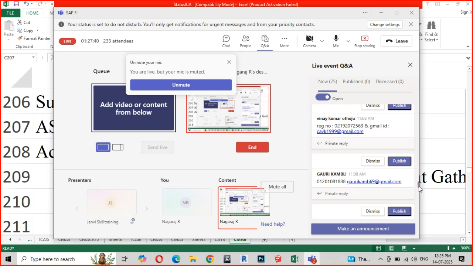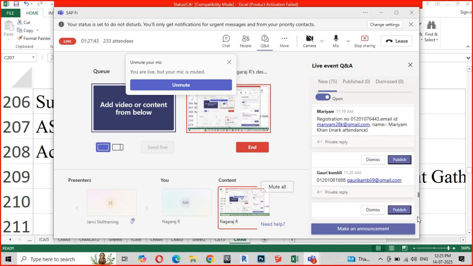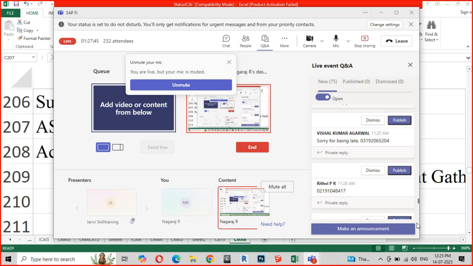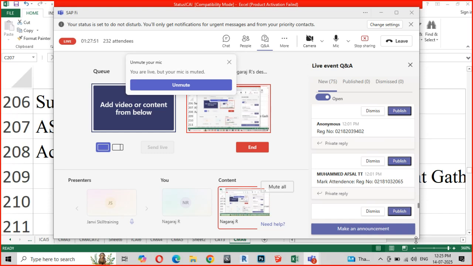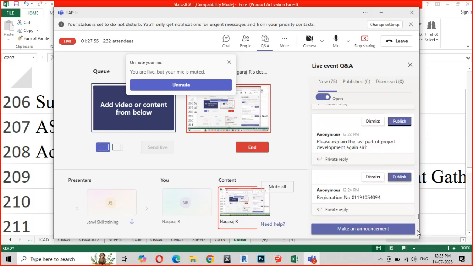Which one, madam? Please explain the last part of project development again. Please explain the last part. What is that last part? You mean to say the landscape concept or? The student, please explain that.